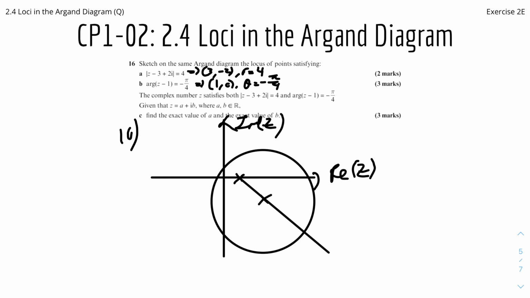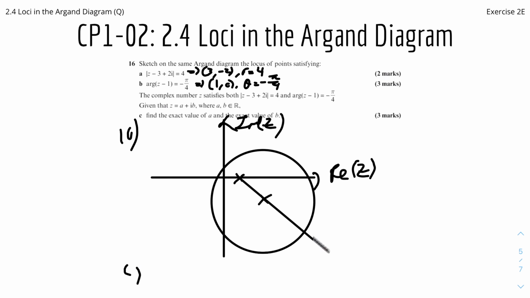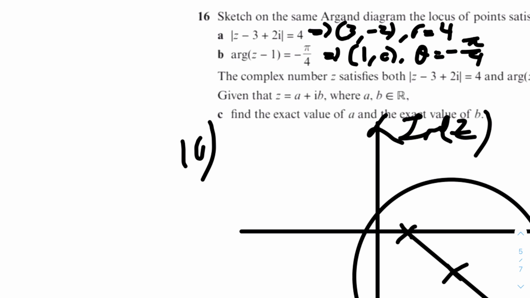And part C, the complex number z satisfies both of those conditions, the modulus and the argument. Given that z equals a plus ib, find the exact value of a and the exact value of b. So there are multiple ways to do this, but the way that I would do it is that I would turn these two into Cartesian equations and solve them simultaneously. So let's just do that together.